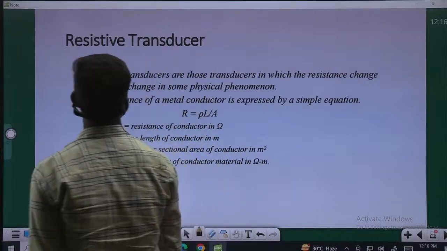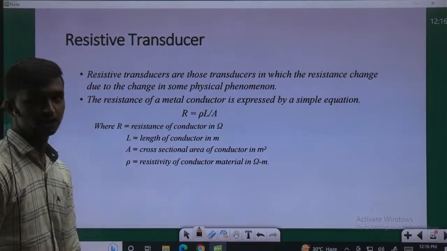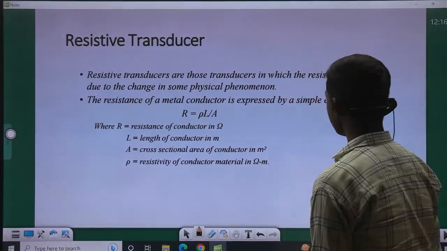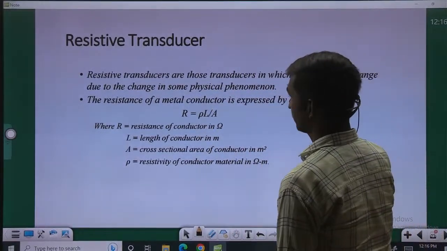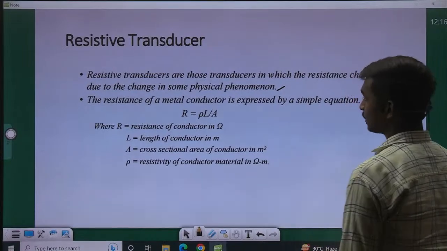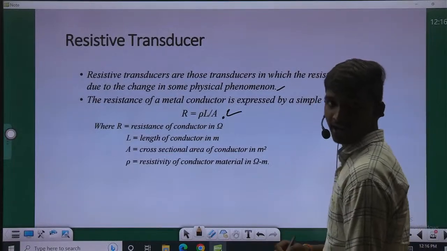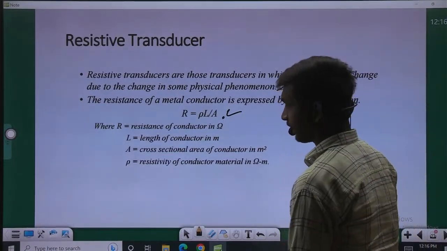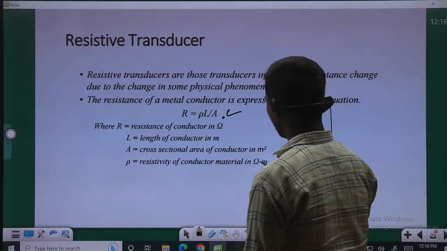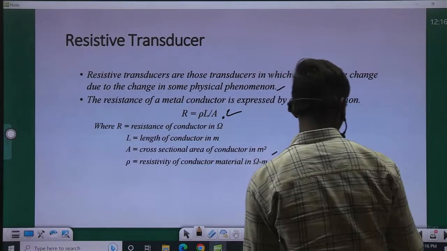Now the topic, resistive transducer. Resistive transducers are those transducers in which the resistance changes due to a change in some physical phenomena. The resistance of a metal conductor is expressed by the simple equation R equals rho L upon A, where R is the resistance of the conductor, L is the length of the conductor in meters, A is the cross-sectional area of the conductor in meter square, and rho is the resistivity of the conductor material in ohm-meter.